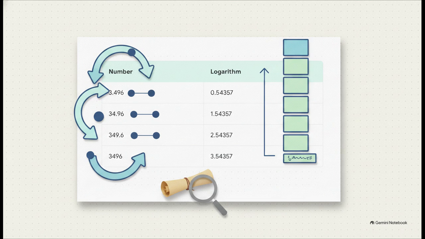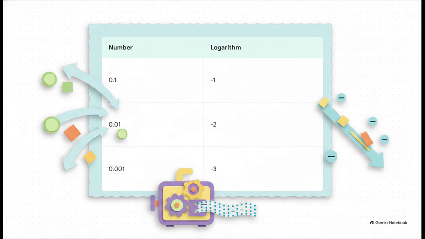Because of this trick, people hundreds of years ago only had to memorize the tiny pieces. The big numbers just sort themselves out. Okay, but what happens when numbers get smaller than 1? This is where people usually get a bit confused, but honestly, it's just like walking down a set of stairs into a basement. We know the log of 10 is 1.